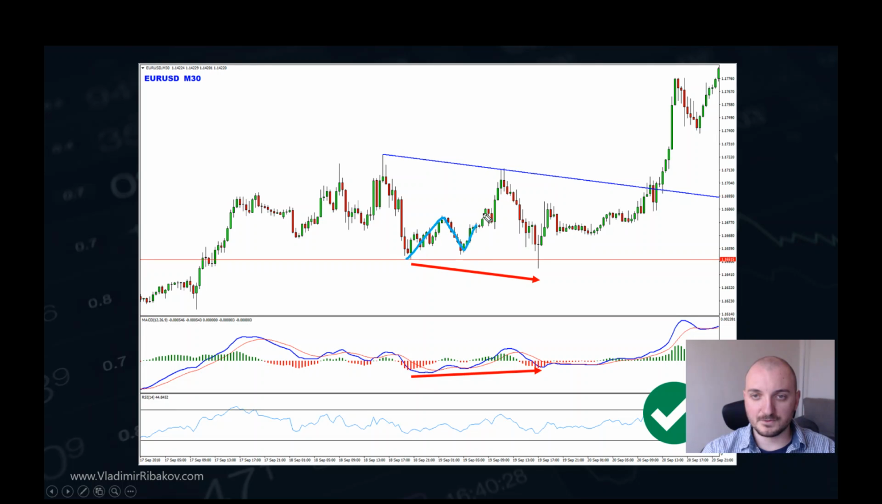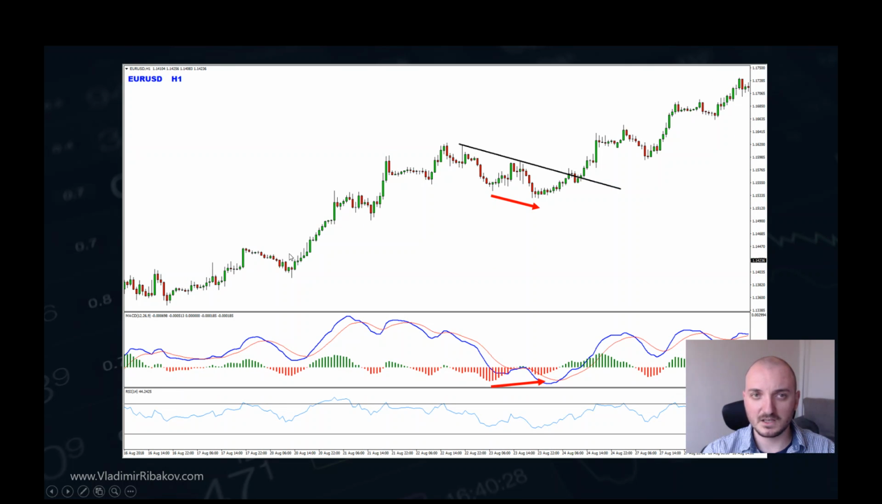Looking at this double wave, which fits the ABCD, you'll see that there is no divergence. And this is pretty significant because in that case, even if there was a trend line breakout, you can expect the price to actually continue higher. So it's an extremely valuable filter if you apply divergences to your trading.